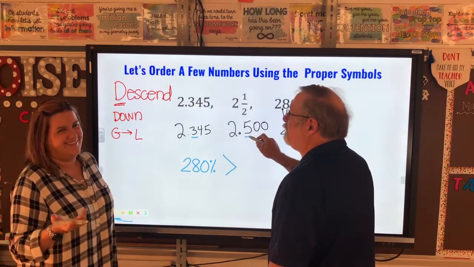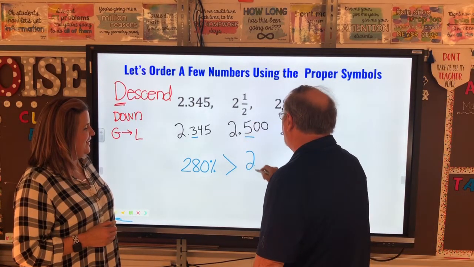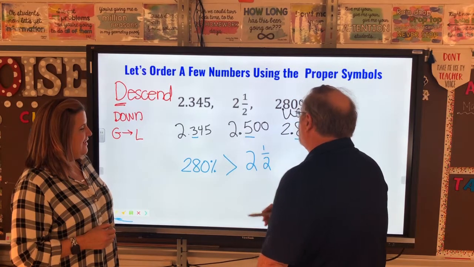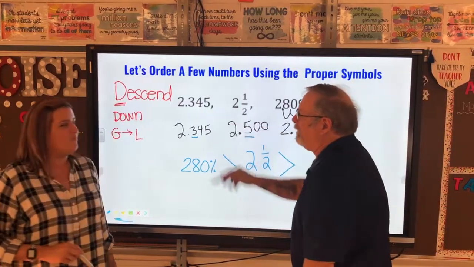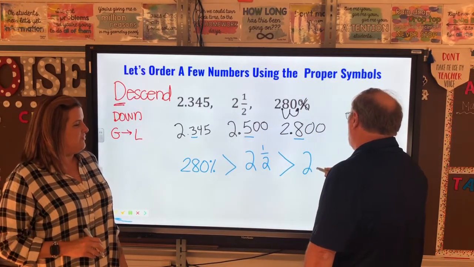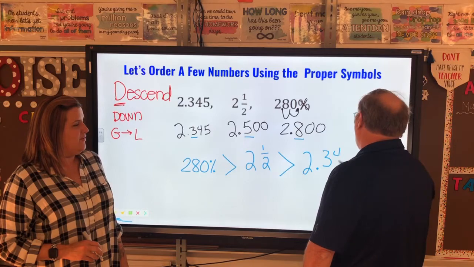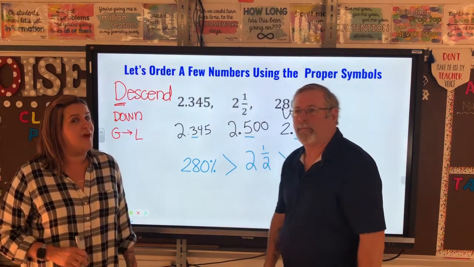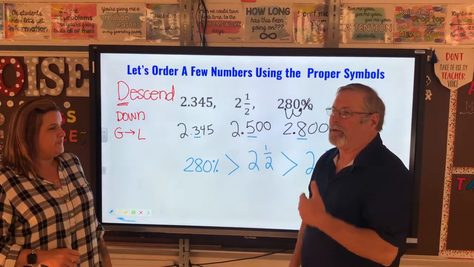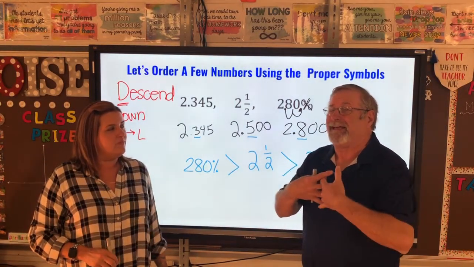And then the next one, 2.5, and we have to write it in that original form. Right, is greater than this little guy right here, which is 2.34. Or 2,345,000.